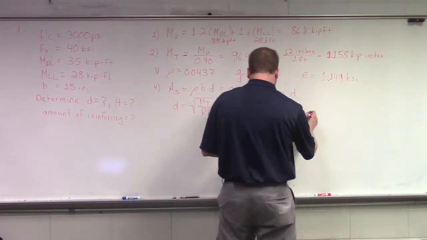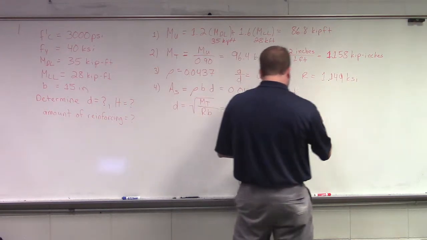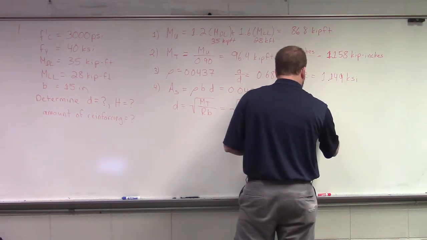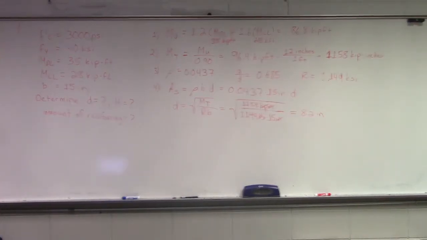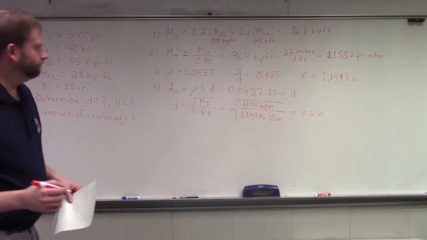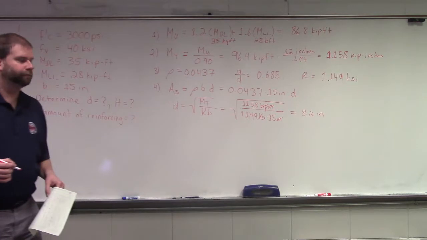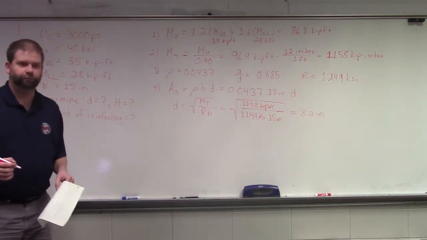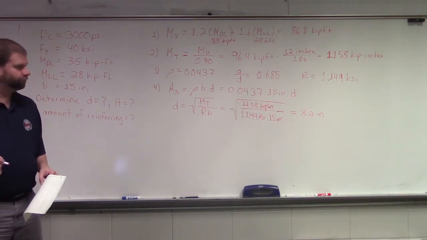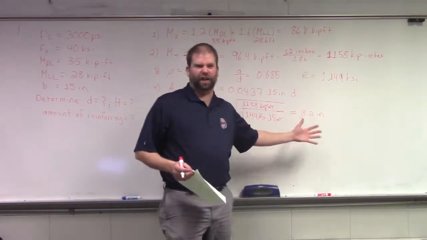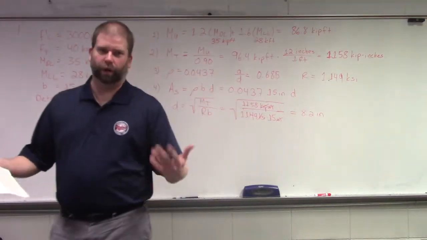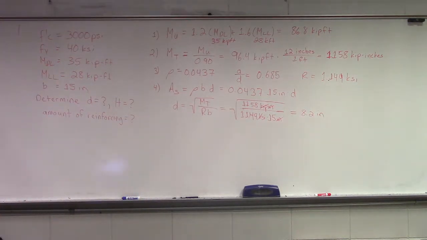So you can crank on that number. It's hard to write that into the calculator: 1158 divided by 1.149 times 15, and the square root of it. Depending on your rounding, it should come out to be 8.17 or 8.22 inches or something like that. About 8.2 inches, okay?